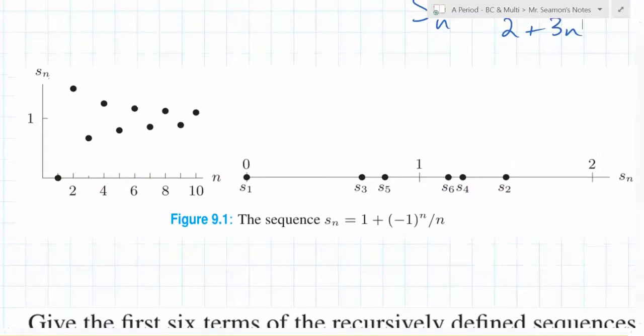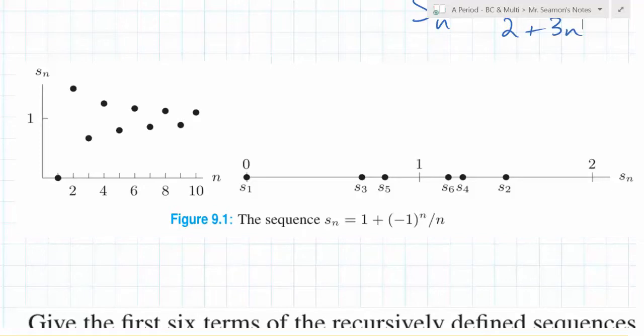These are visual representations of sequences. So what's going on here? These sequences are going back and forth. This one is. So what does it look like this sequence is doing? It looks like it's converging to a value, maybe 1.